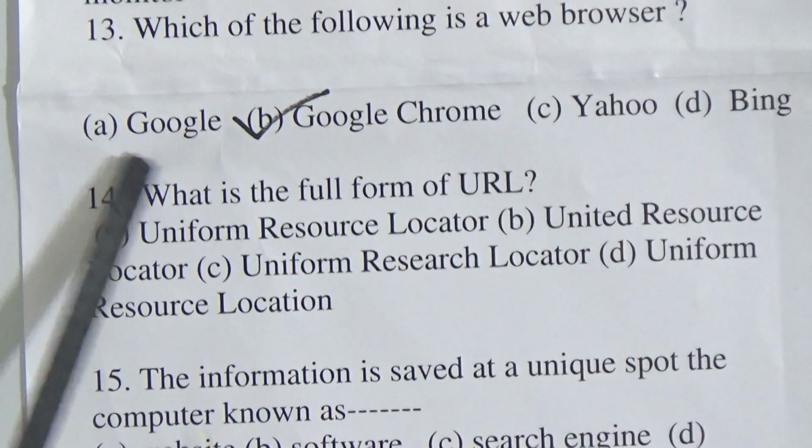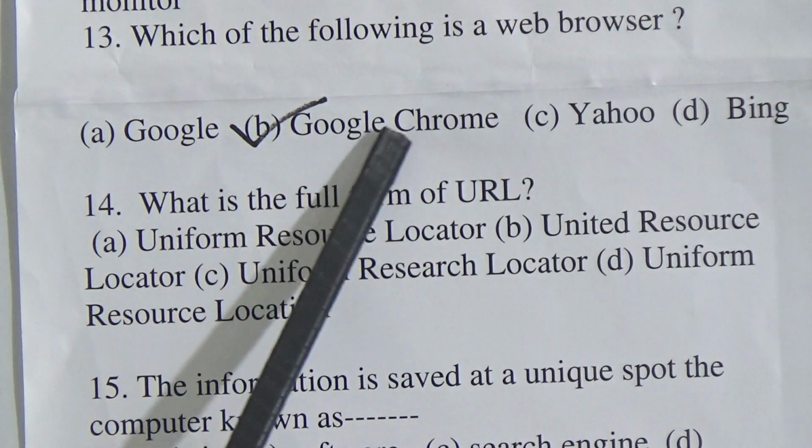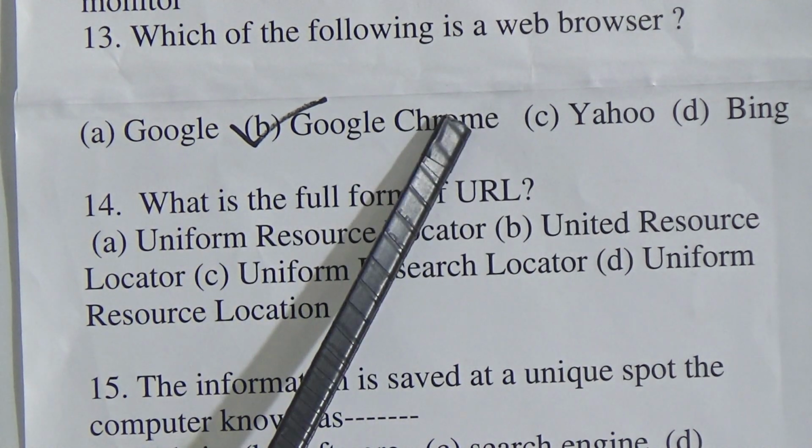So Google, Yahoo, Bing, these are the examples of search engine. Only Google Chrome is an example of web browser.